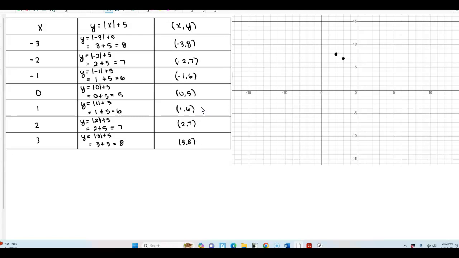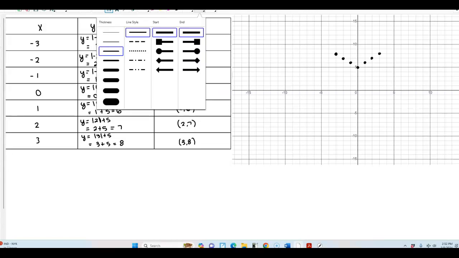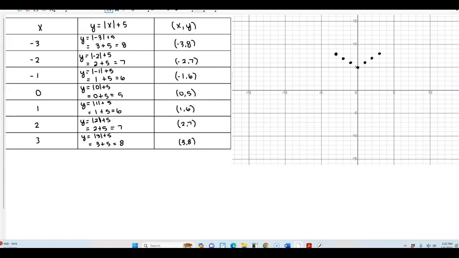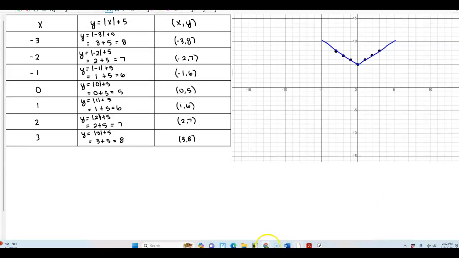Next one is -1 and then +6. Next one is 0 and then +5. And then 1 to the right, up 6. And then to the right 2 and then up 7. And then to the right 3 and then up 8. So therefore, this is what our graph is going to look like. So let's go ahead and check.